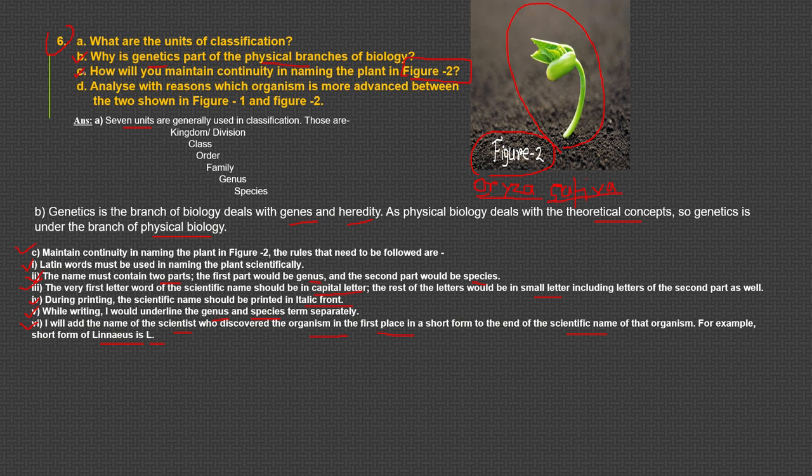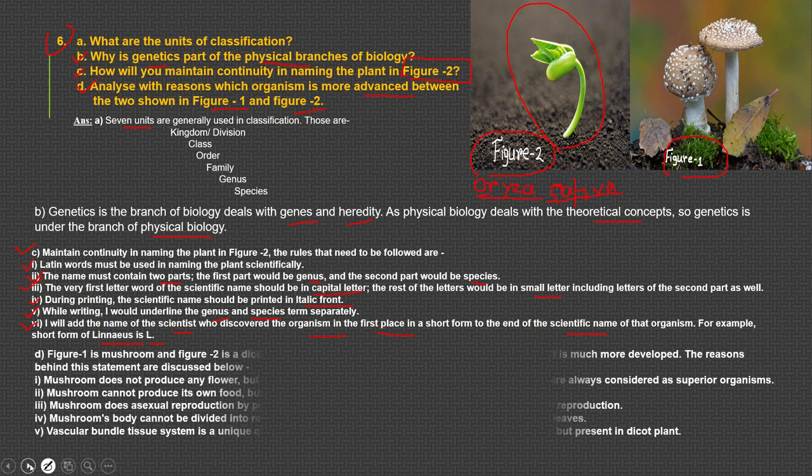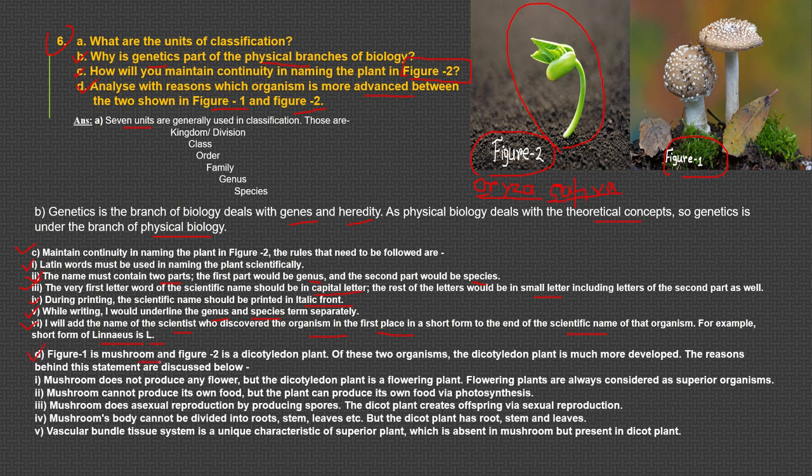Let's go to the next one. Next question, number D. Analyze the reason which organism is more advanced between the two shown, figure 1 and figure 2. We have already seen figure 1, and this is figure 2. This is a mushroom, guys. So which organism is more advanced between the two shown? Figure 1 is a mushroom and figure 2 is a dicotyledon plant. Of these two organisms, the dicotyledon plant is much more developed.